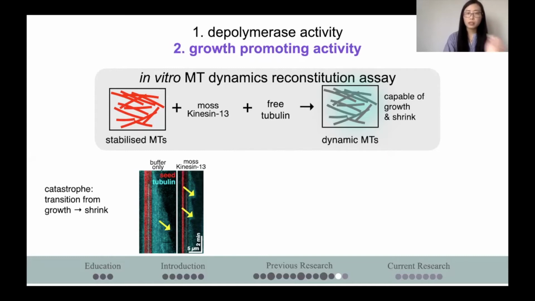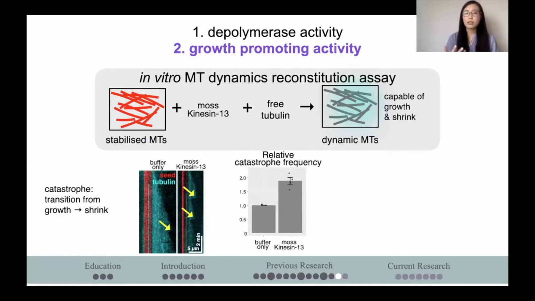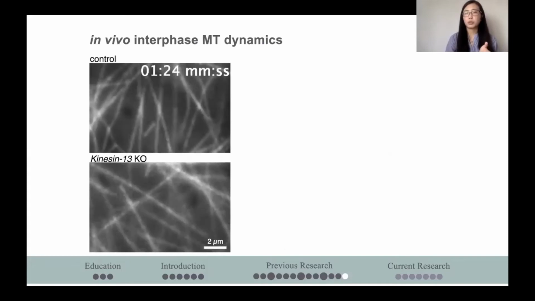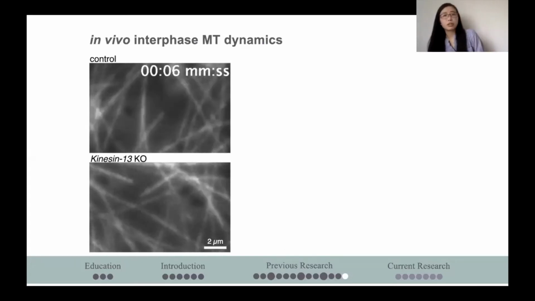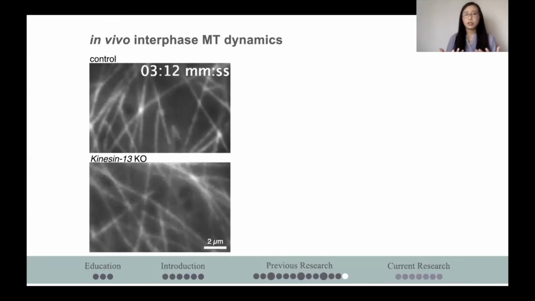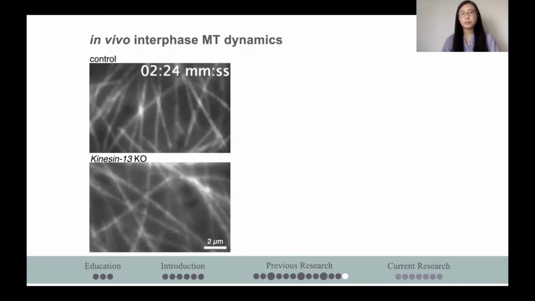So I measured the frequency of these events and found that when you add kinesin 13, these catastrophe events occur more frequently. So it's possible that kinesin 13 actually has catastrophe-inducing activity. And with that hypothesis, I really wanted to see if that was actually true inside the cell. So I went back to the interphase microtubules that we had just now, and I measured catastrophe frequency.